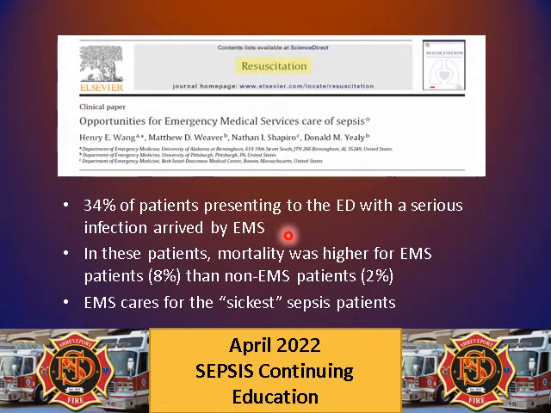This study looked at opportunities for EMS in care of sepsis. I don't remember exactly which study it was, but it showed that of all sepsis patients, the ones brought in by ambulance were more likely to be old, from a nursing home, have abnormal vital signs, elevated lactate, and organ dysfunction. The purpose of this was to say that EMS sees sick patients, and we care for the sickest sepsis patients because obviously they're not able to drive themselves to the emergency department. And so the mortality was higher for EMS patients than non-EMS patients.